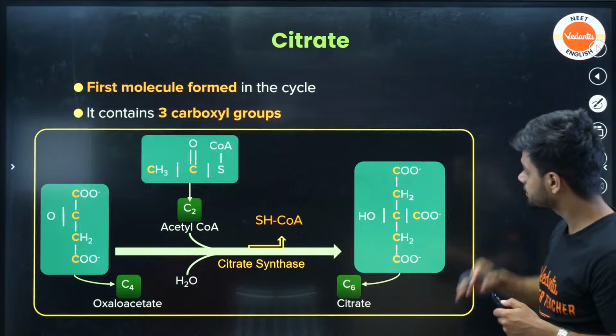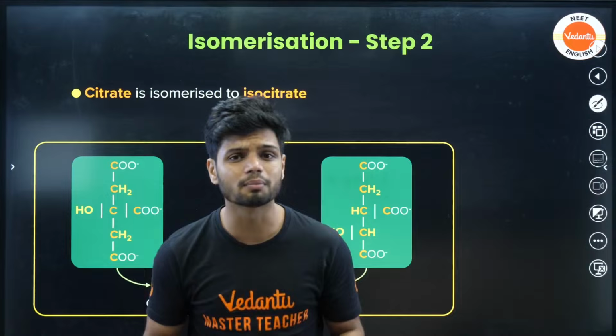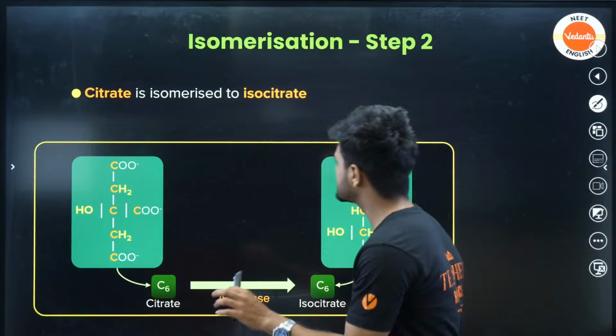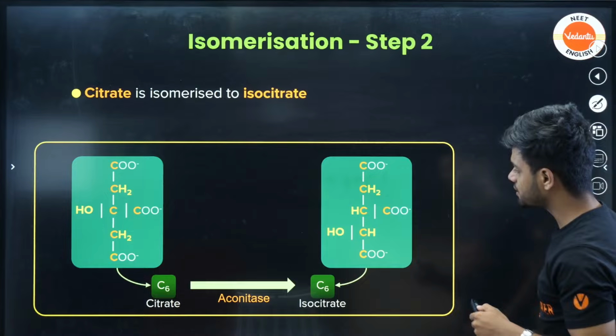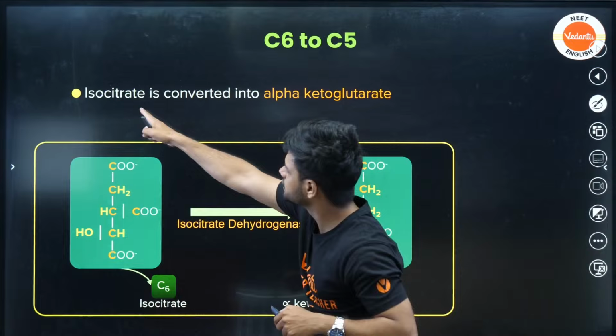Now, citrate is done. From citrate, we get isocitrate. Citrate to isocitrate is nothing but isomerization. What is isomerization? Same chemical formula, but structurally it is different. Citrate is converted to isocitrate in the presence of the enzyme aconitase. That is done. Now, isocitrate is converted to alpha ketoglutarate.